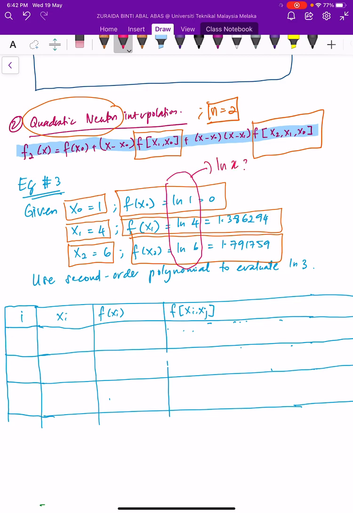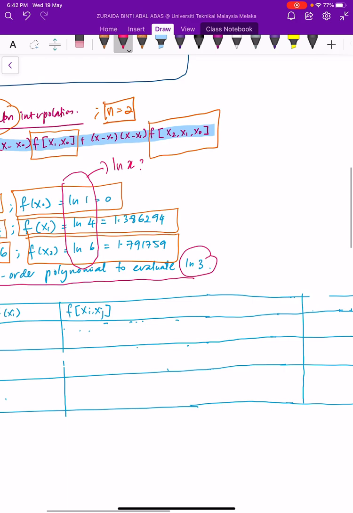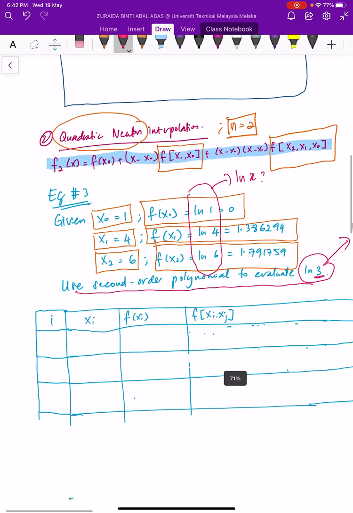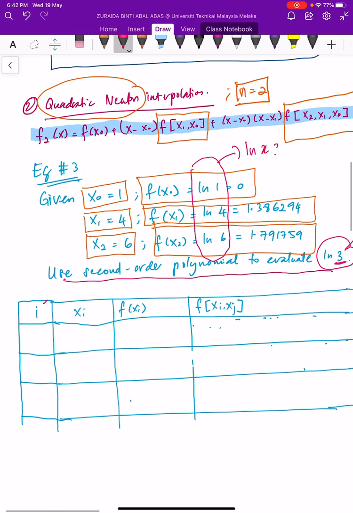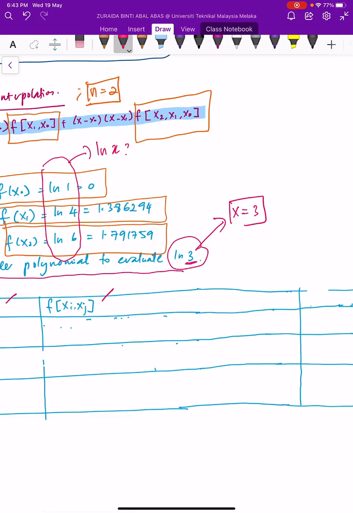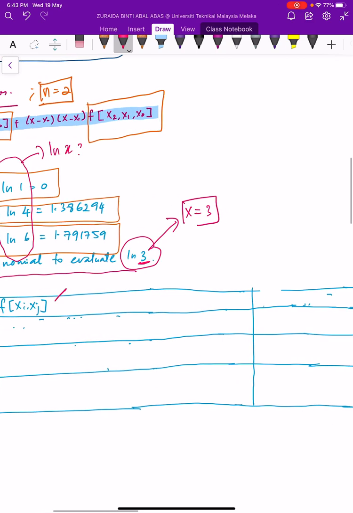Now you need to use a second order polynomial to evaluate ln 3, meaning you want to find the value when x is equal to 3. It's very easy to solve this using tables. I suggest you have columns like this: i, xi, the value of the function, then the first divided differences, then we carry on with the second divided differences, xi, xj, and xk.